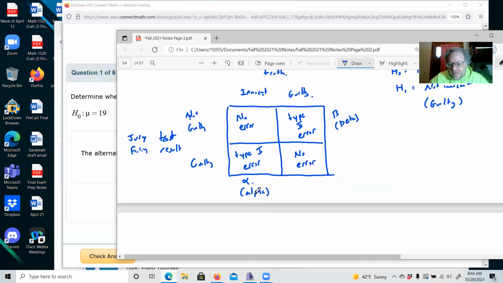So when we set our level of evidence, we're going to say alpha equals, and give a level of evidence. We're going to say 0.02 or 0.05. That's your probability of making a type 1 error. That's the probability that you're going to send an innocent person off to jail. Type 2 error is the probability that you set a guilty person free. So beta is the guilty go free.